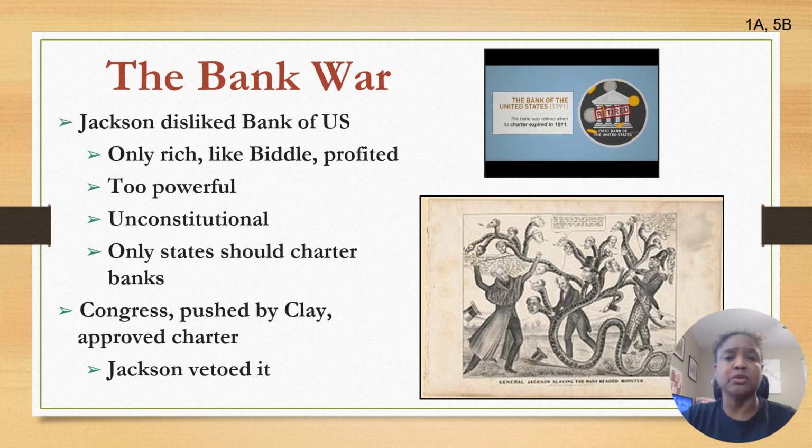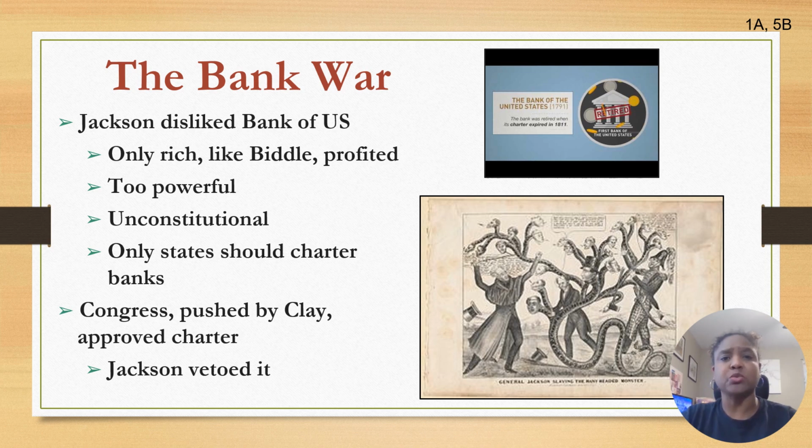Now, under Biddle, the U.S. economy had experienced stability and prosperity. However, Biddle was an arrogant dude and he was vain, and Jackson felt that Biddle used the bank to benefit the rich. He also resented Biddle's influence over certain members of Congress.